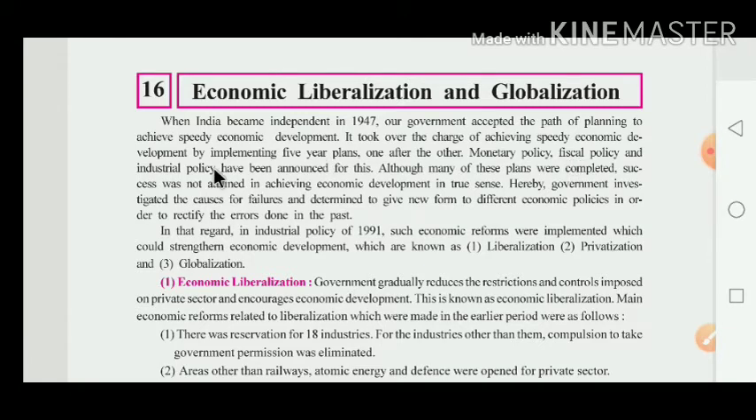And the third one is industrial policy, which was announced for this. Although many of these plans were completed, success was not attained in achieving economic development in the true sense. What happened there? After the independence, government implemented the 5-year plan, then monetary policy, fiscal policy, industrial policy, but whatever we needed for achieving economic development in the true sense, we could not complete by implementing these plans.